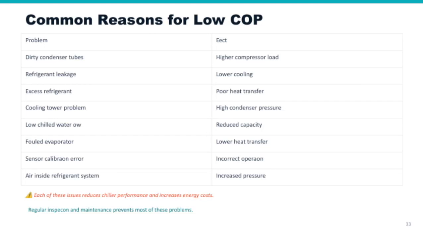Regular inspection and maintenance are key to keeping chillers running efficiently. Most common problems can be caught early this way. Each issue we see here, from dirty condenser tubes to refrigerant leaks, reduces performance and drives up energy costs. Whether it's excess refrigerant causing poor heat transfer or sensor errors leading to incorrect operation, these faults all chip away at the system's efficiency. Staying on top of these helps maintain a high coefficient of performance, saving energy and money.